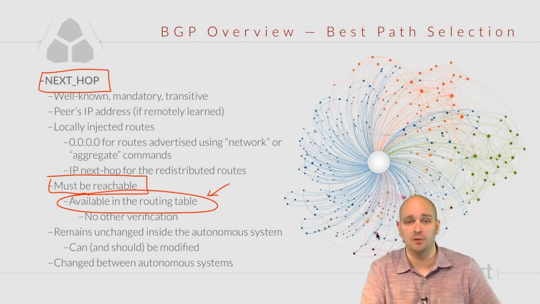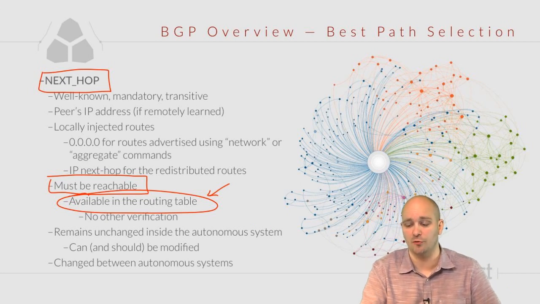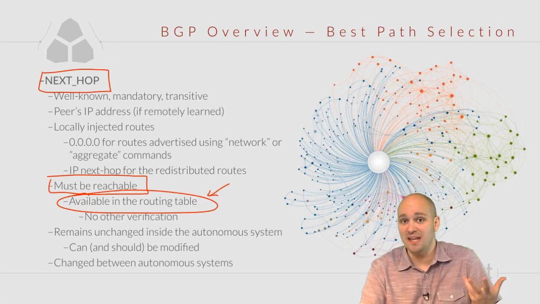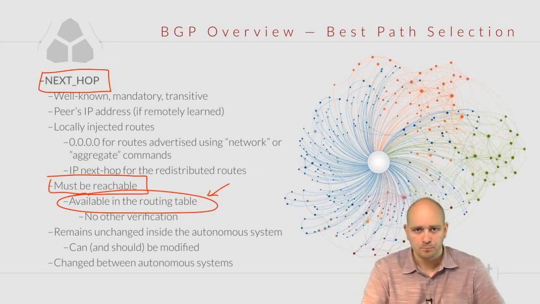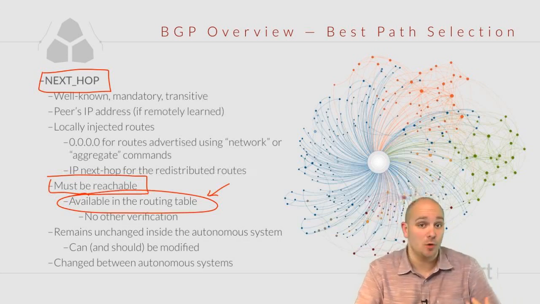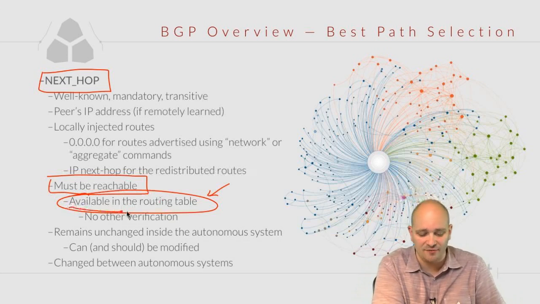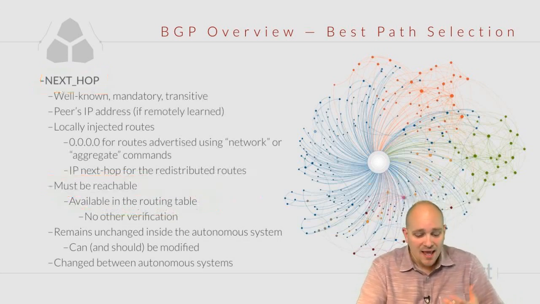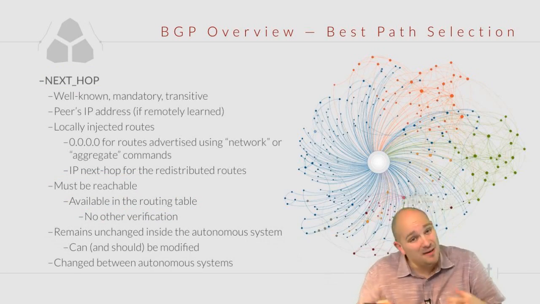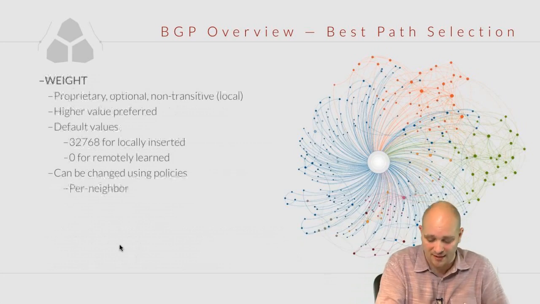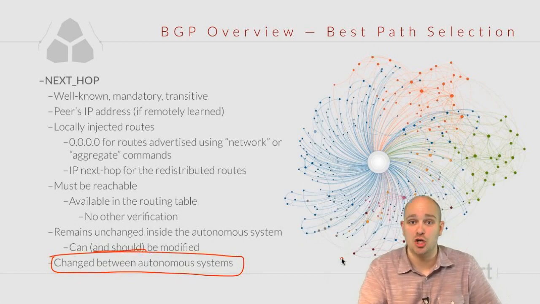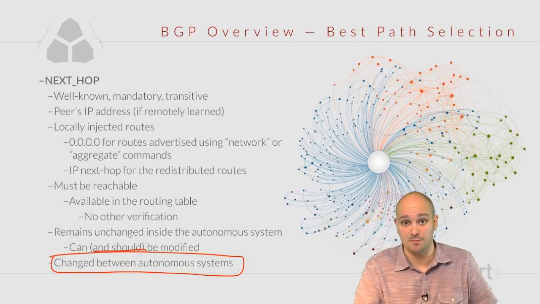If it's not in the routing table, the route will be invalid and will not be considered for the best path. However, if the next hop is in the routing table, even if it happens to be invalid for some reason, points to nowhere, for example, or to the null zero interface, even in those circumstances, the next hop will be considered valid because it is available in the routing table. And I already mentioned that it remains unchanged inside the autonomous system. It can be modified, and in many cases it actually should be modified to a different value, and between the autonomous systems it will be changed when the route is being advertised between them.